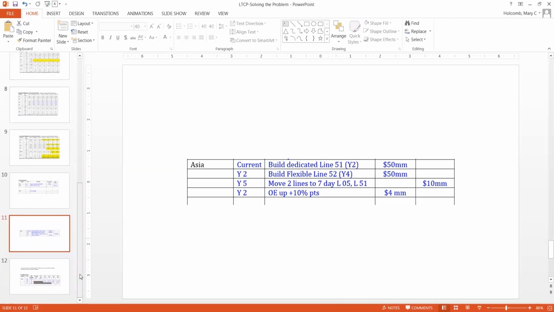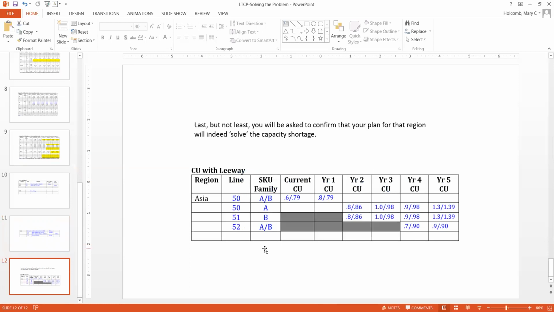So if we look at how all of these play out, then for Asia, we're asking that you actually do the math or the analysis to assure that we have the capacity that we're going to need. So you'll see what happens in terms of some of our decisions that we have here. In Asia, we said that we wanted to build that dedicated line 51. We said that if we make that investment in the current year, that it's going to come into play in year 2, and certainly it has done that. And so we took our capacity from 0.79 to 0.86, and that certainly is going to take care of that shortage or the gap that we had there.